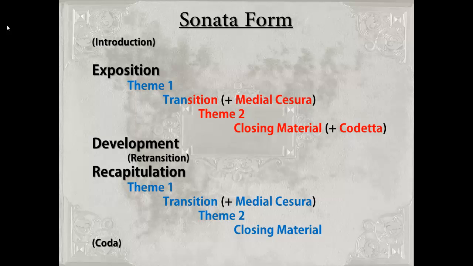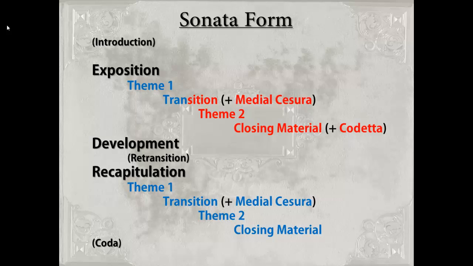The development is totally free, doesn't have any set form, except that it typically has a retransition at the end, which leads back to the original key. The recapitulation has all the same parts as the exposition, except they're now all heard in the tonic key.